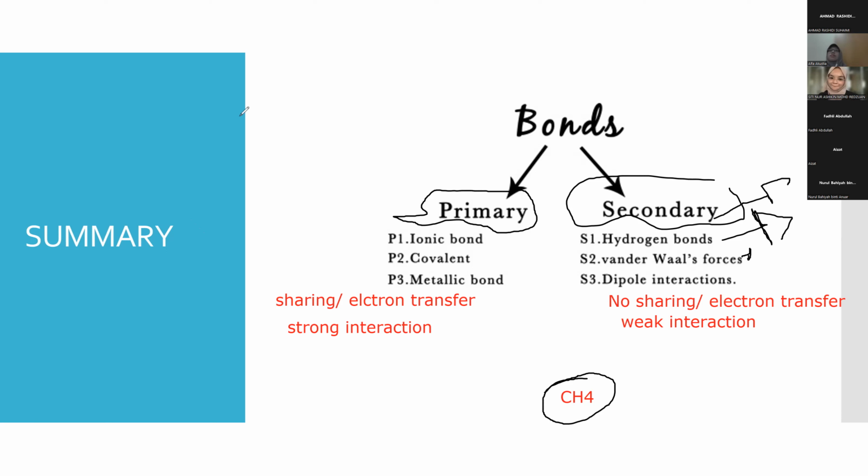I can make another example. For example, HCl, hydrogen chloride. And if I have a silicon, that's okay, I make it here.